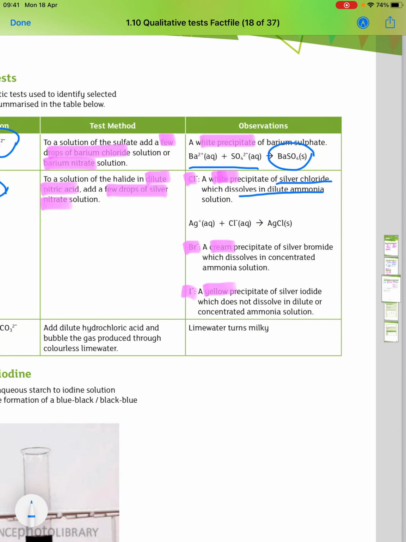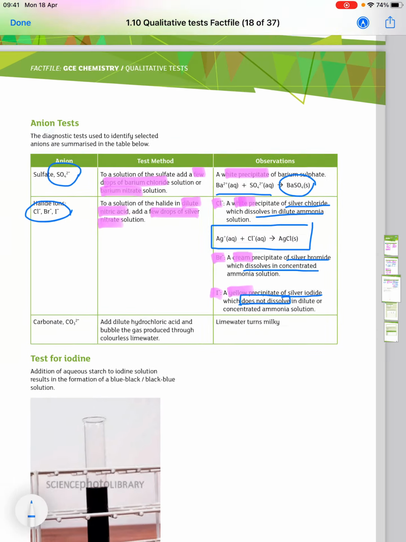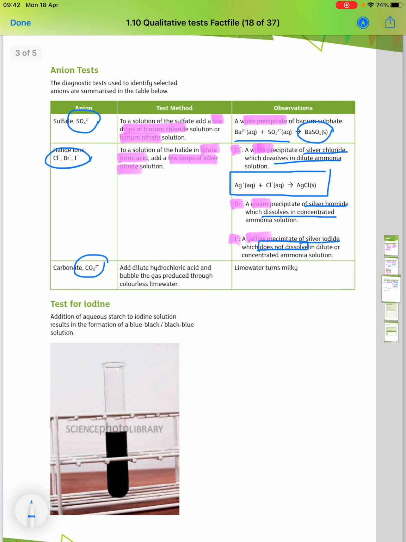And it should also be noted that the precipitate of silver chloride dissolves in dilute ammonia. Silver bromide dissolves in concentrated ammonia, but silver iodide does not dissolve in dilute or concentrated ammonia. And if you're asked for an equation, we have Ag+ + Cl- gives us AgCl.